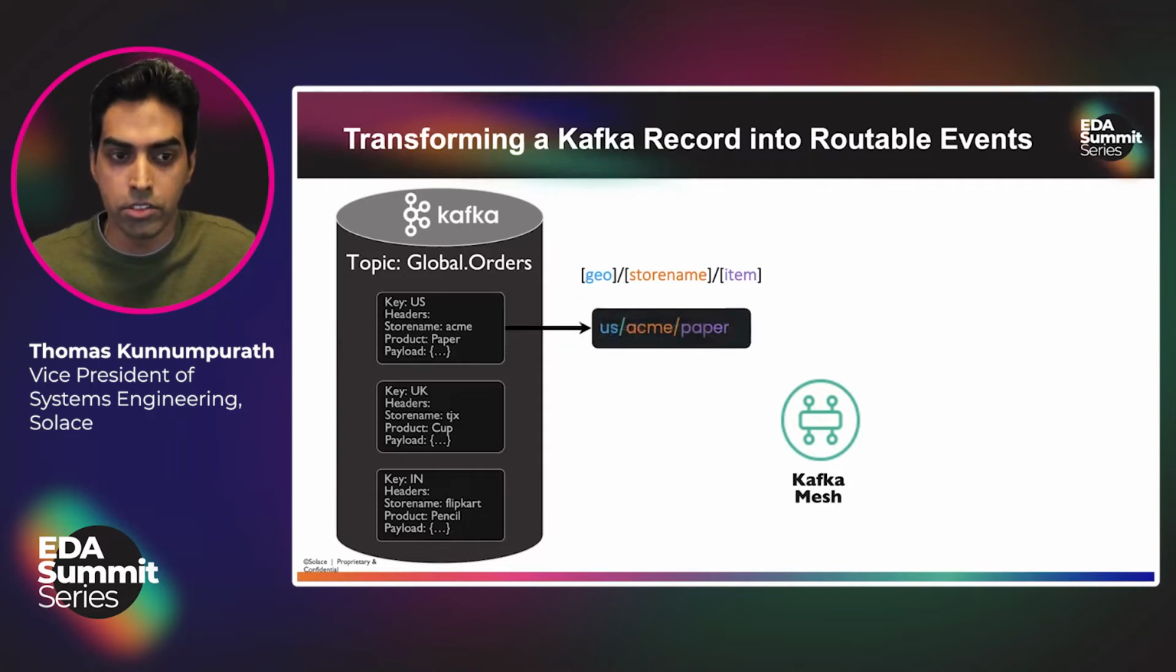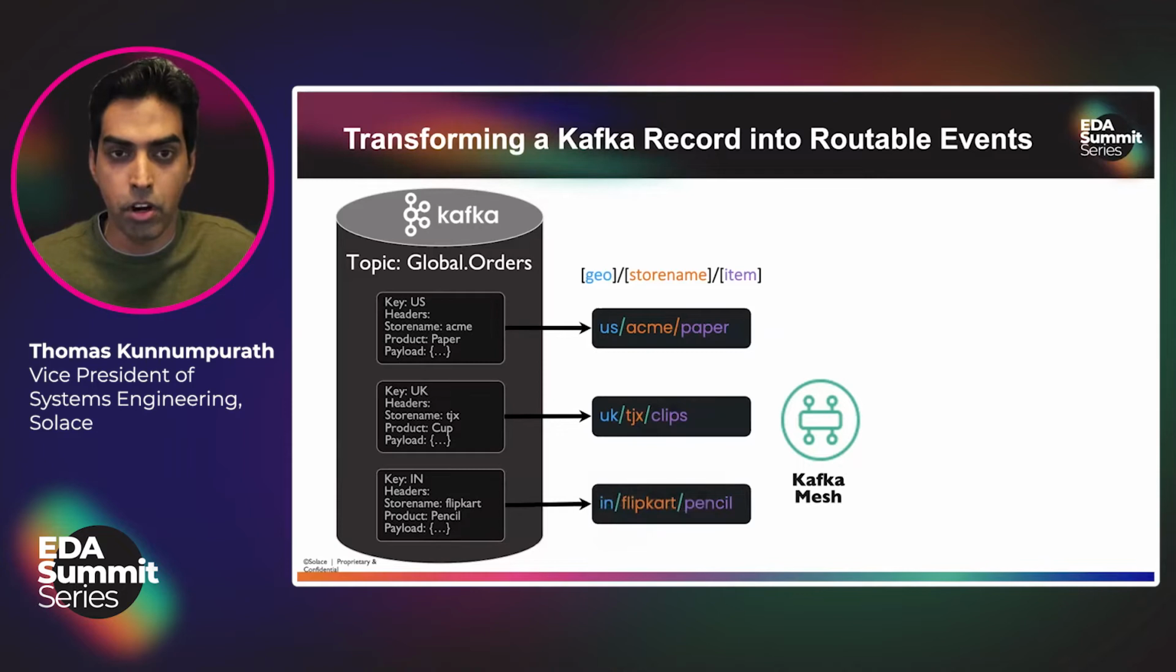So in the first case, you could see that the Kafka record is keyed by the country US, and it's from the Acme store. This specific record represents a sale of paper. So we take the key and the headers, namely the store and the product, and we delimit them with a slash. Likewise, the second record's headers and key get translated into UK/TJX/clips, and the third record, IN/Flipkart/pencil.